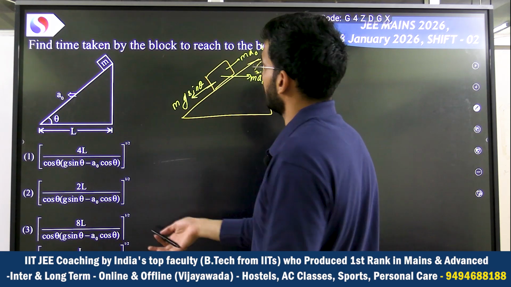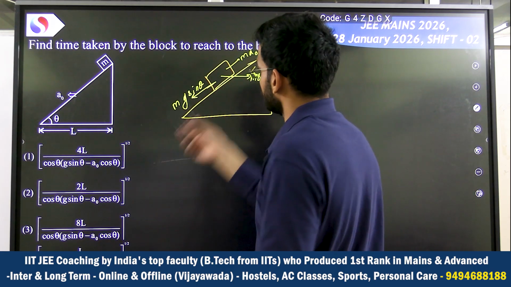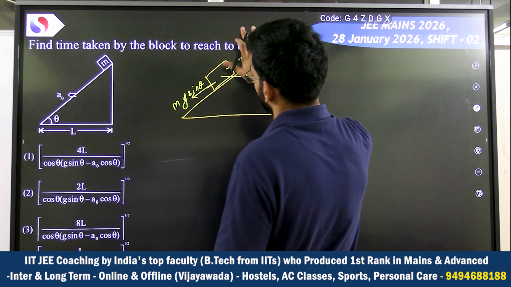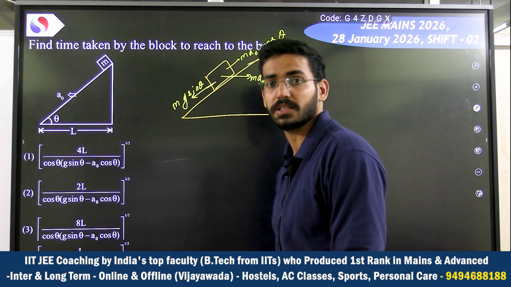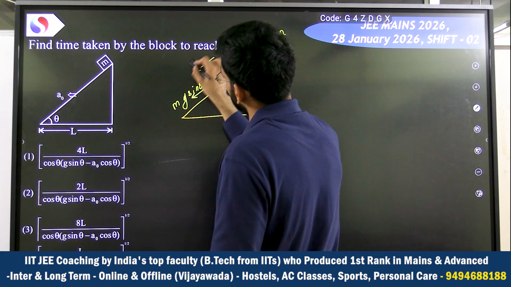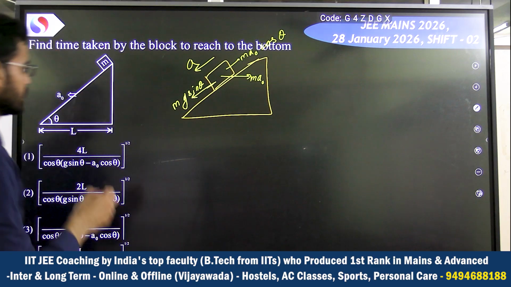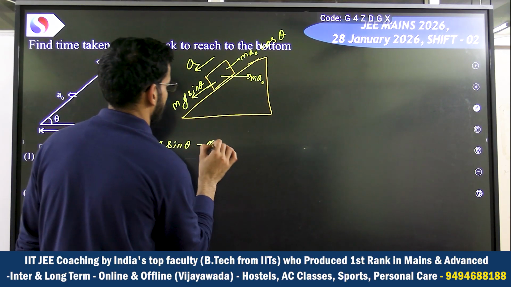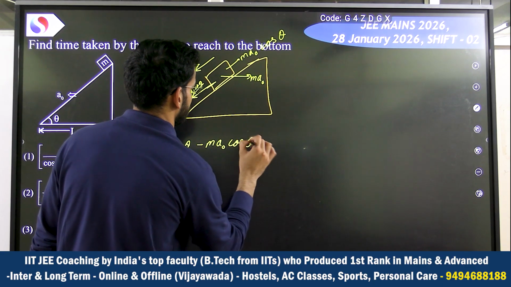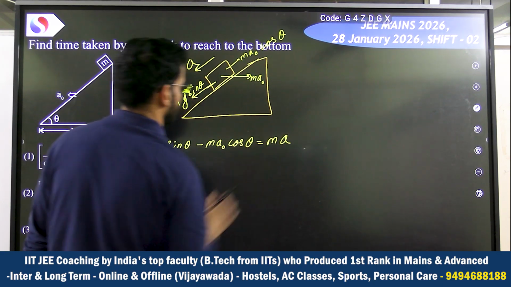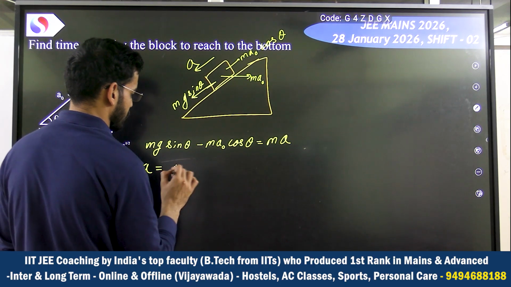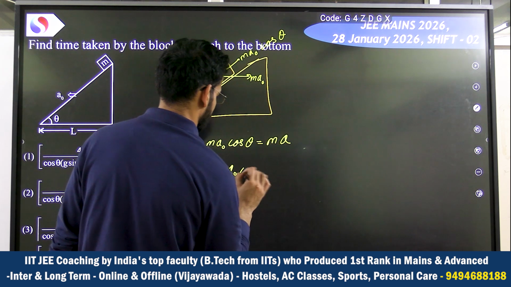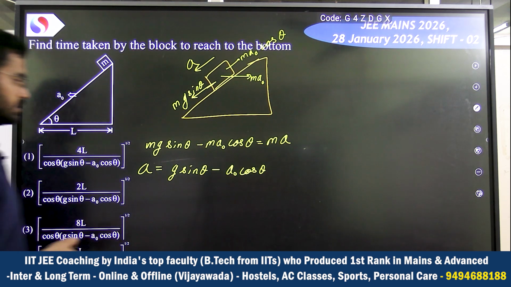Now obviously, if he is asking the time taken by the block to come to the bottom, then you have to consider mg sin theta as the higher value. This is dominating. So the net force on the body is in this direction. Net force equals mass into acceleration. This body has an acceleration this side, a. So calculate that value of a. Net force is mg sin theta minus ma0 cos theta equals mass into acceleration of the block. So the acceleration of the block is g sin theta minus a0 cos theta.